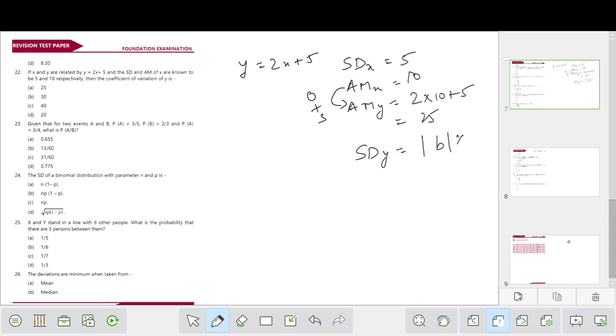Now SD of y is equals to modulus b, that is slope, into SD of x. So what is slope of y? That is 2 into x. So x is 5, 10. Coefficient of variation is equals to SD by mean, which will give you 10 upon 25 into 100. So that is 40. C is the correct answer.